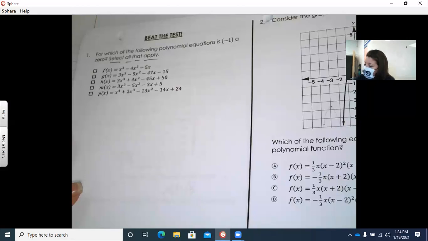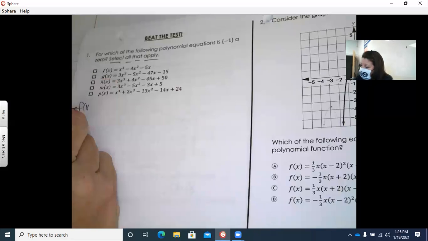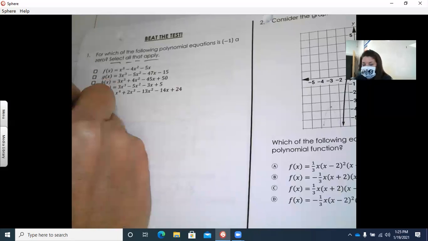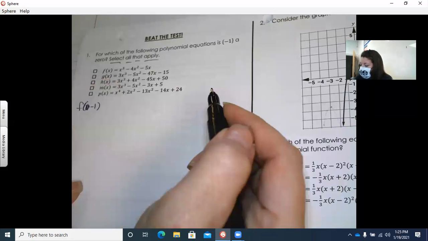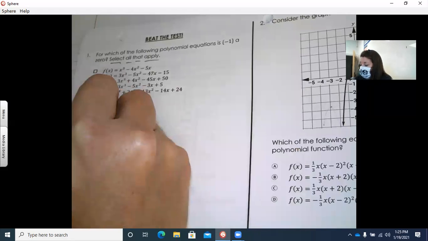All right, so I'm going to start with function f, and like I said, I'm going to go fast. And I'm going to go ahead and plug in a -1 wherever I see an x. So I'm going to find f of -1. So that's, now listen, the negative and the 1 is being cubed. Be careful about that.